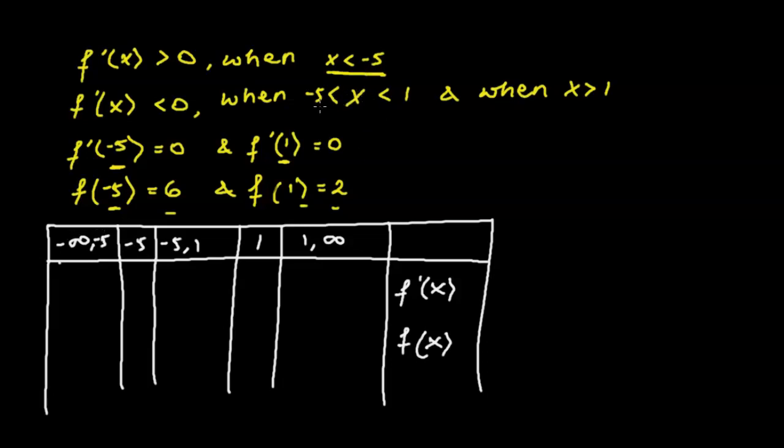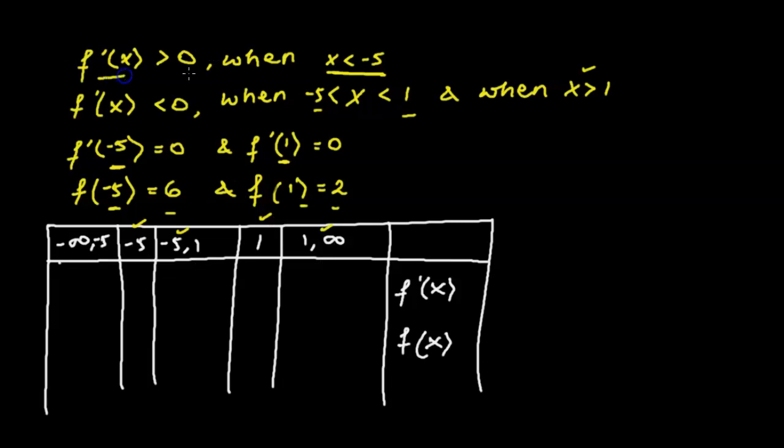The next interval is from -5 to 1, that's this one. And then the next interval is 1 to +∞, that's this one. In between, we see the critical numbers -5 and 1 that we place between the intervals like this. Now we're going to use the information given in the question and fill this table up.